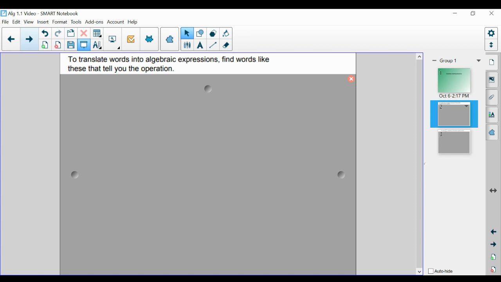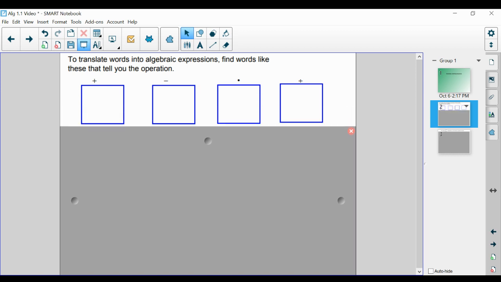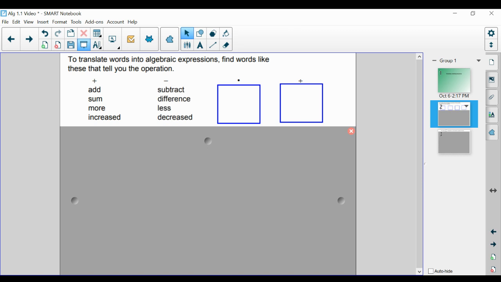So to translate words into algebraic expressions, we're going to find words like these that indicate or tell you which operation we're going to be using. So we have four different operations. We have addition, subtraction, multiplication, and division. When we see certain words like add, sum, more, and increase, those are going to indicate that we're using the operation of addition. When we have some words like subtract, difference, less, or decreased, that's going to show us that we're going to be using subtraction.